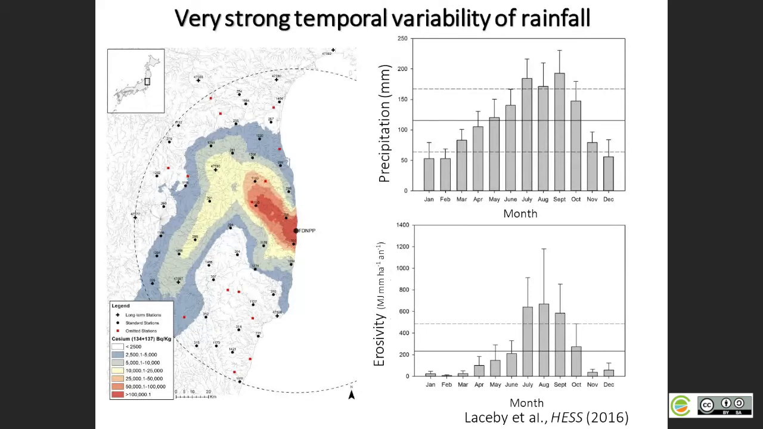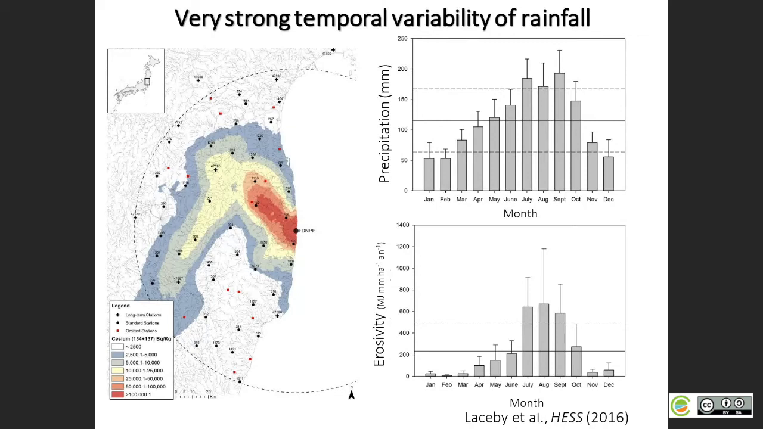So this is the total precipitation, but if you look at erosivity, you have an even more pronounced situation, with the major part of erosivity taking place between July and October, and most of it taking place during typhoons. When there are typhoons coming from the Pacific Ocean, depending on the area, they will flow over Japan. They will lead to potentially very high erosivity rainfall.